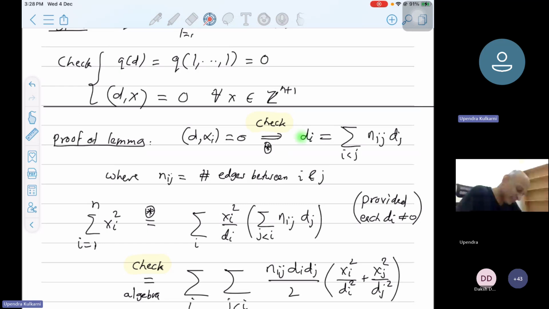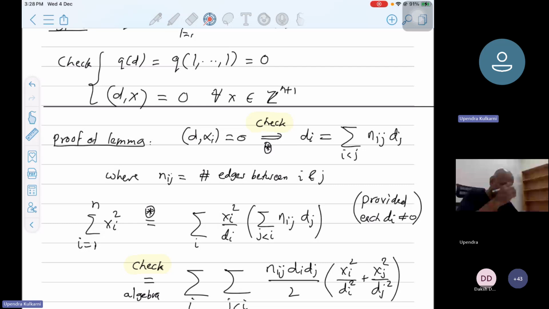Okay, so just look at this expression. It says that each di, each component, is equal to the number of edges between that and adjacent vertices, times the label that is given to the adjacent vertex, right? This is what is being done. Yes? Yes, sir. Okay, all right.